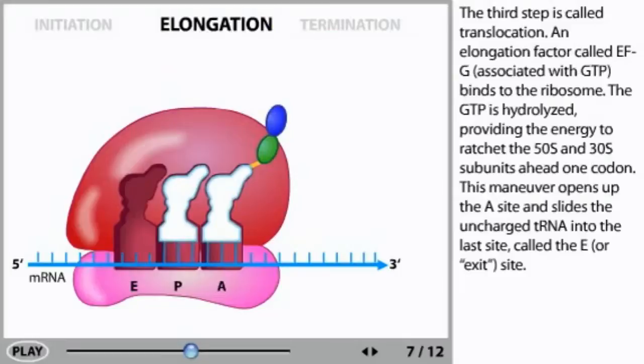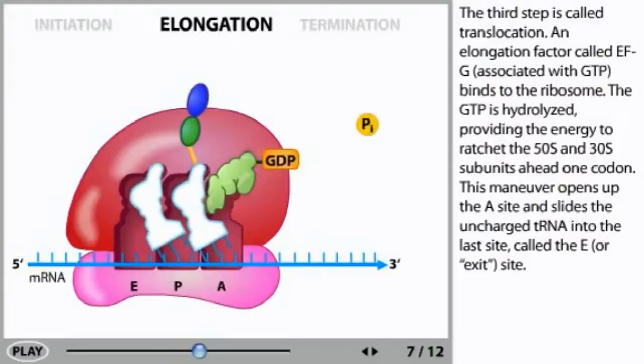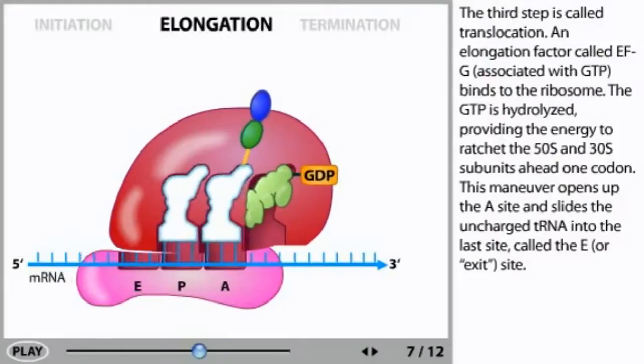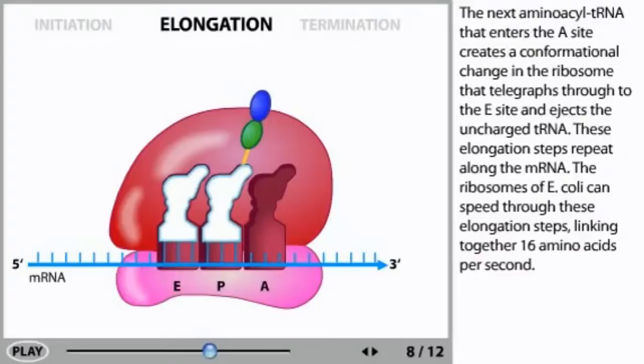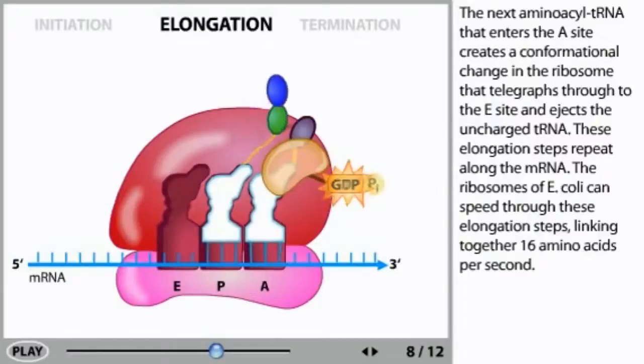The third step is called translocation. An elongation factor called EF-G, associated with GTP, binds to the ribosome. The GTP is hydrolyzed, providing the energy to ratchet the 50S and 30S subunits ahead one codon. This maneuver opens up the A site and slides the uncharged tRNA into the last site, called the E or exit site. The next aminoacyl tRNA that enters the A site creates a conformational change in the ribosome that telegraphs through to the E site and ejects the uncharged tRNA.